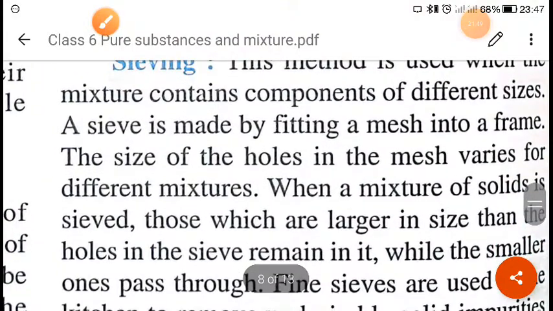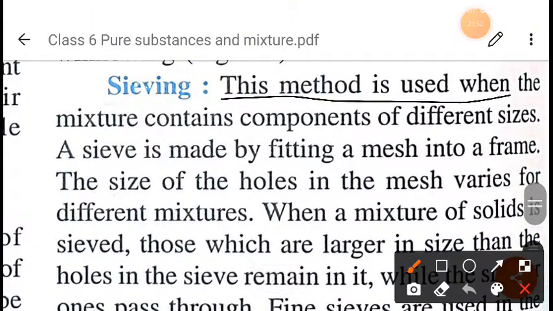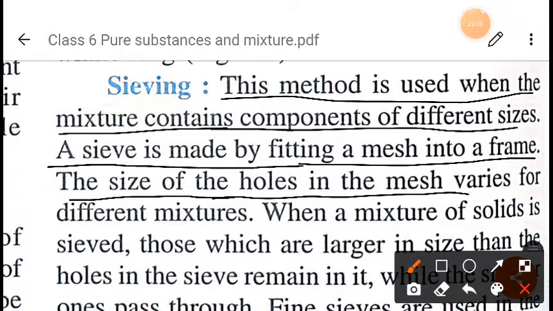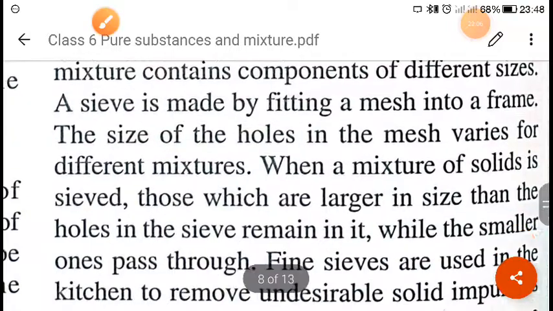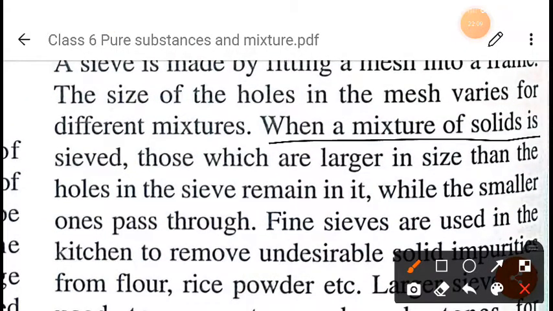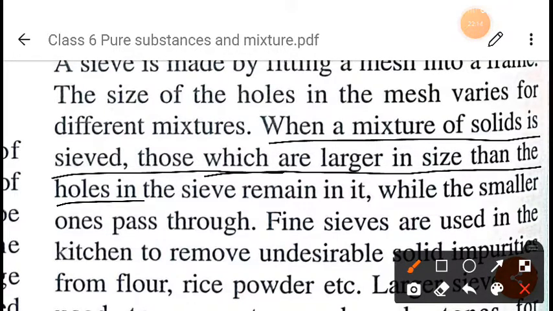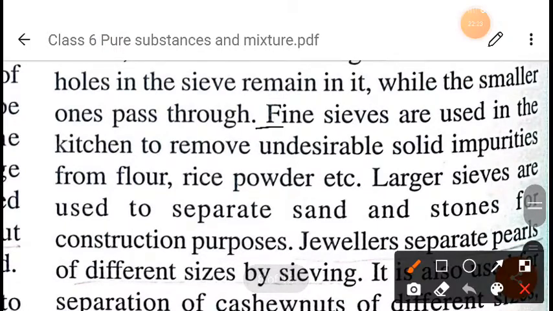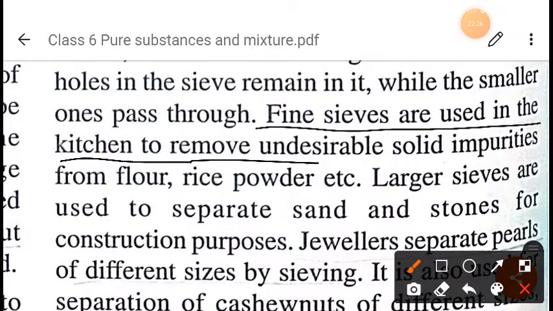So let us read what is written here. This method is used when the mixture contains components of different sizes, right? Sieving is made by fitting a mesh into a frame. The size of the holes in the mesh varies for different mixtures, right? When a mixture of solids is sieved, those larger in size than the holes remain in it, while the smaller ones pass through it, right? So fine sieves are used in the kitchen to remove undesirable solid impurities from the flour, rice, powder, etc.